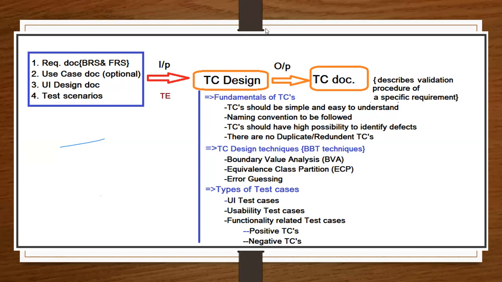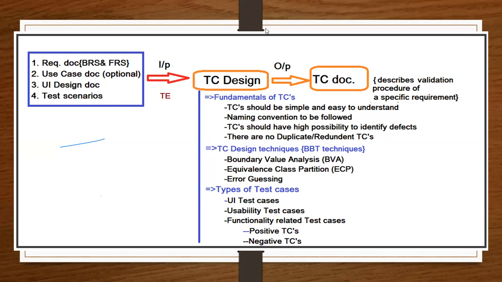So what are the techniques there? Boundary value analysis, equivalence class partition, error guessing, decision table, or cause effect table. The fifth one is state transition coverage. These are the techniques we are going to use, but mainly these three are important. The reason in this slide I gave only three is that I already explained this earlier.